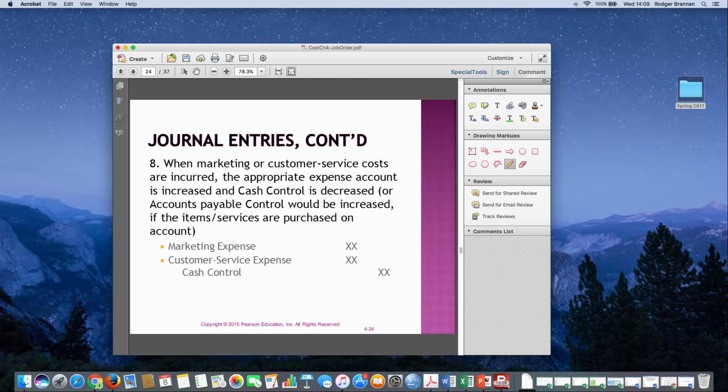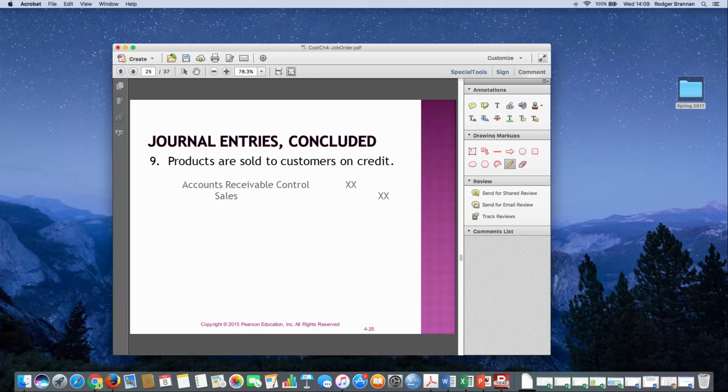Recognizing some of my non-manufacturing costs, these are going to be expenses that would be subtracted from my operating income. So again, these are not going to end up in overhead. These are simply period costs. Sales revenues, again, you guys have done this plenty of times in financial accounting, debit receivables, credit sales, to recognize the sales transaction.